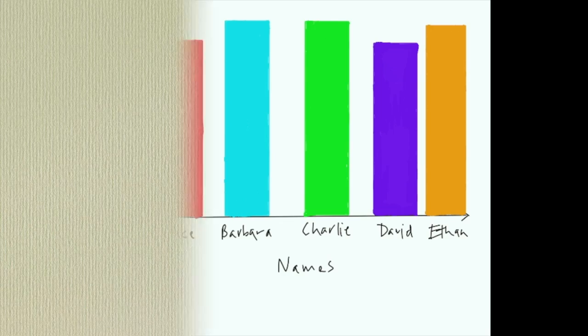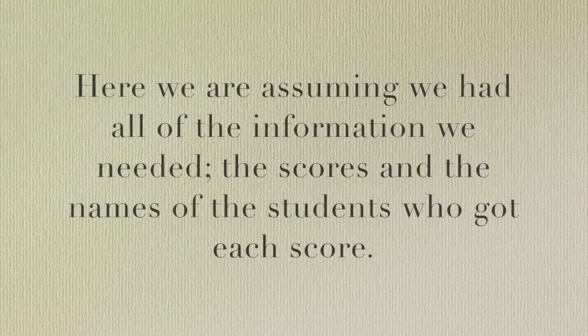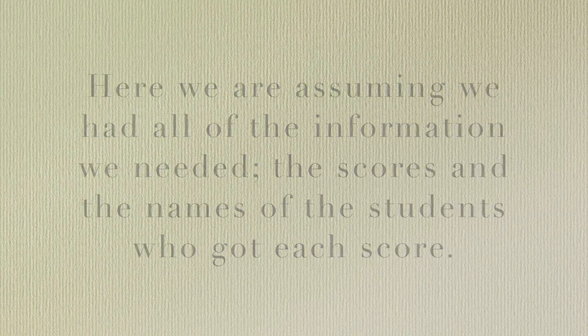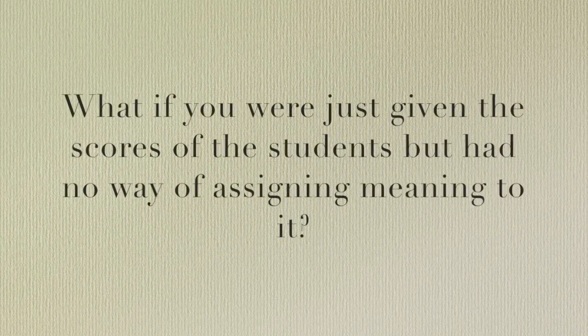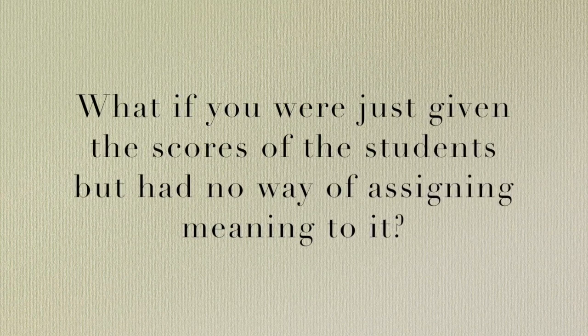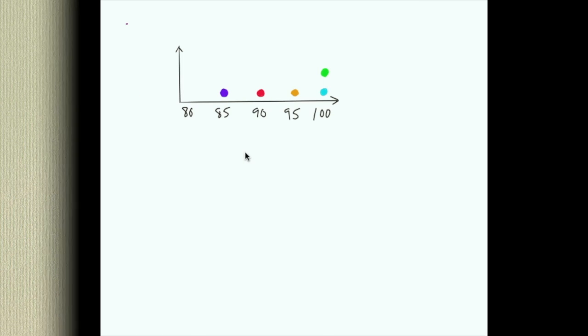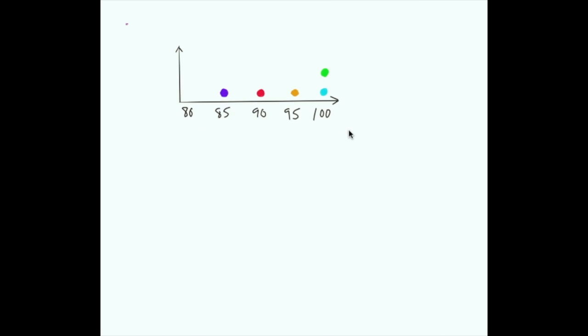That's pretty neat. But here we're assuming that we had all of the information we needed, the scores and the names of the students who got each score. What if you were just given the scores of the students but had no way of assigning meaning to it? Well, you could consider showing the frequency of the scores. Instead of writing the names, you could write the scores on the horizontal axis like so. The graph tells you how many people scored each number.